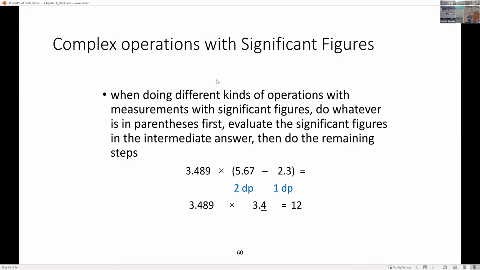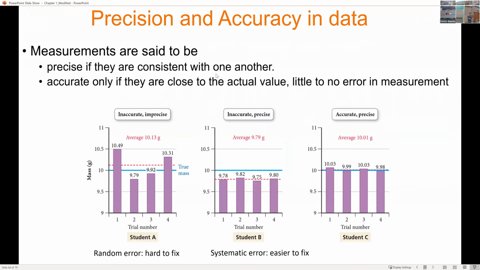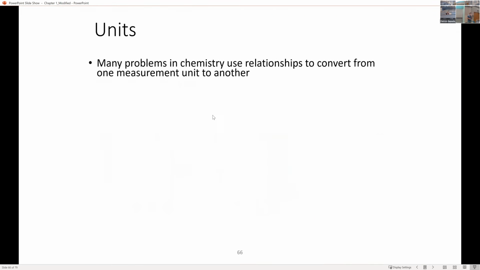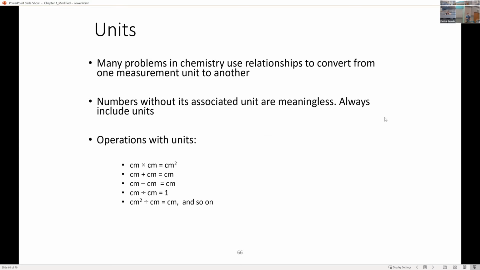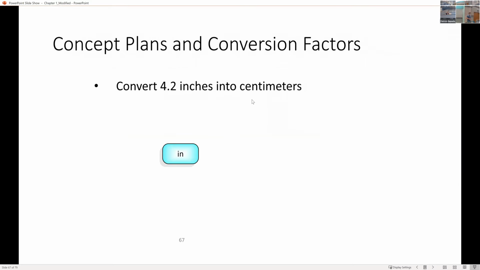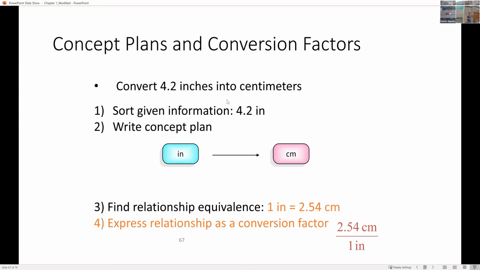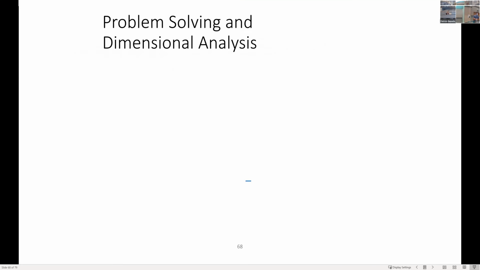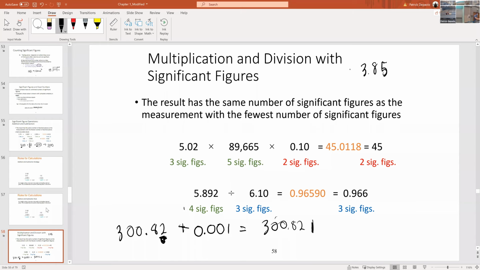Anyway, we did this already. Precision and accuracy, we did that already. Okay, so unit analysis: the best way to teach unit conversion is to do examples. So we're just going to do examples. I'm going to take out my pen, and this is the good part. We're almost done.